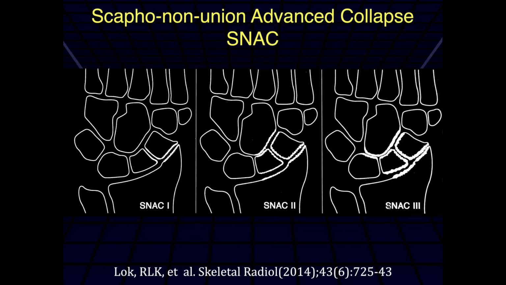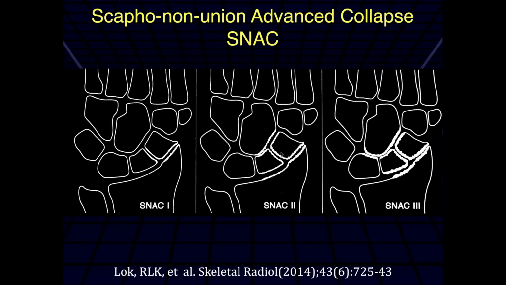Now, if you don't treat this and you develop instability, the instability of the wrist leads to degenerative disease of the carpal bones, and it's called a SNAC wrist, or a scapho non-union advanced collapse. And there are different degrees of it. Early on, you just get degenerative changes here involving the distal radius and the distal aspect of the scaphoid.